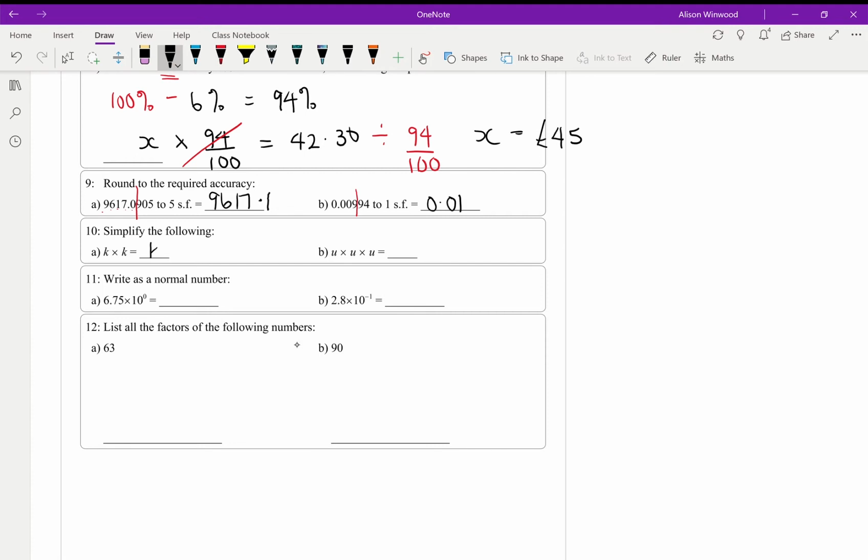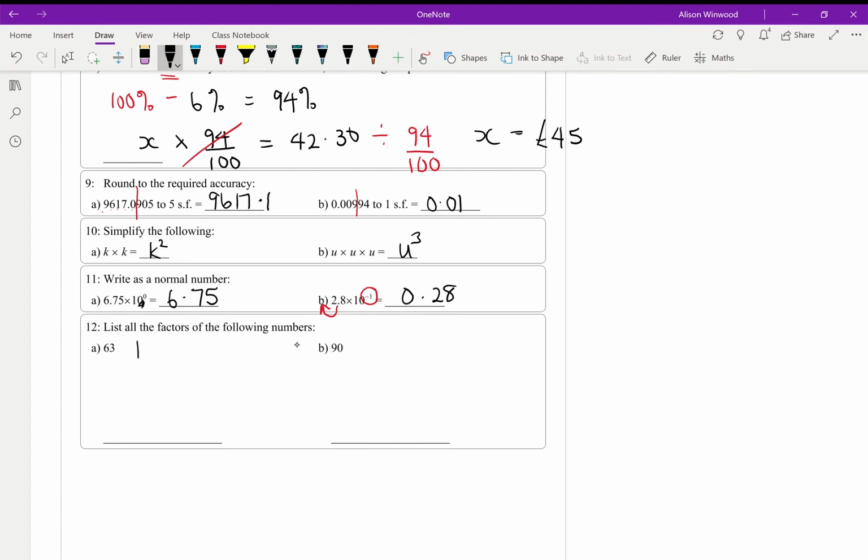2 k's multiplied together is k squared, 3 u's multiplied together is u cubed. The decimal point is going to move by no places, so it's going to stay as 6.75. Decimal point in this one is going to move one place to the left, so coming in front of the 2, so I get 0.28.